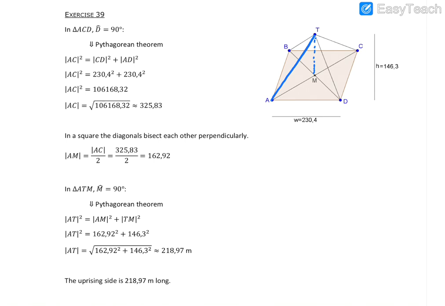Well, first I'm going to work in this triangle, in triangle ACD. Because I know the sides of the base of the pyramid, I can calculate the hypotenuse. I know that the diagonals are going to intersect in the middle, so therefore AM is equal to MC, or M is half of AC, 162.92. And then I'm going to work in my blue triangle ATM, and here I can calculate, of course, my right angle side AT, my hypotenuse AT, which is 280.97.